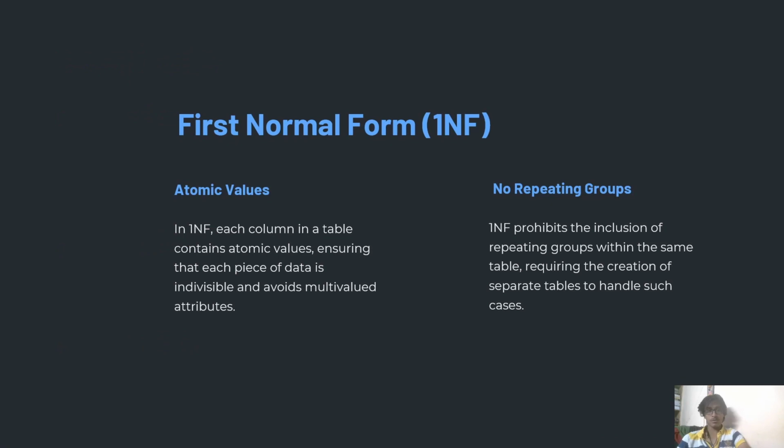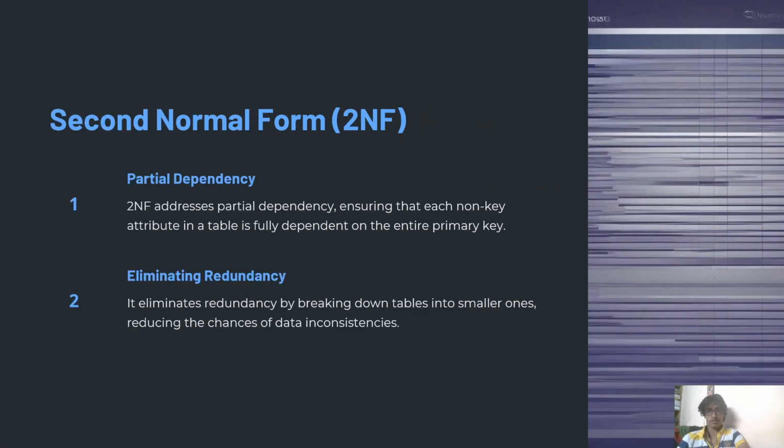So, first normal form. The atomic value of 1NF, which can be said as one NF as well. Each column in a table contains atomic values, ensuring that each piece of data is indivisible and avoids multi-valued attributes. So, no repeating groups. 1NF prohibits the inclusion of repeating groups within the same table, requiring the creation of separate tables to handle such cases.